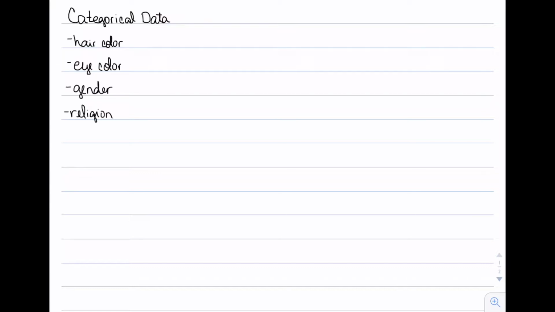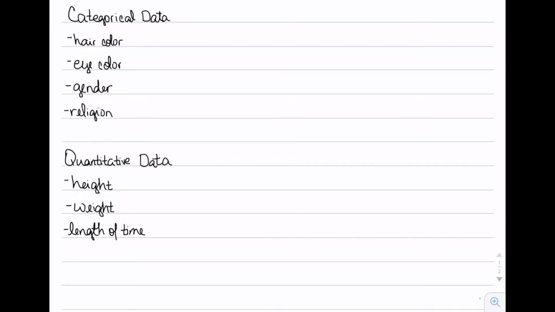In contrast to that, we have quantitative variables or quantitative data. This is going to be numerical data, things where calculations actually make sense. Things like height or weight or a length of time. So these are our two big groups of variables in data, categorical and quantitative.